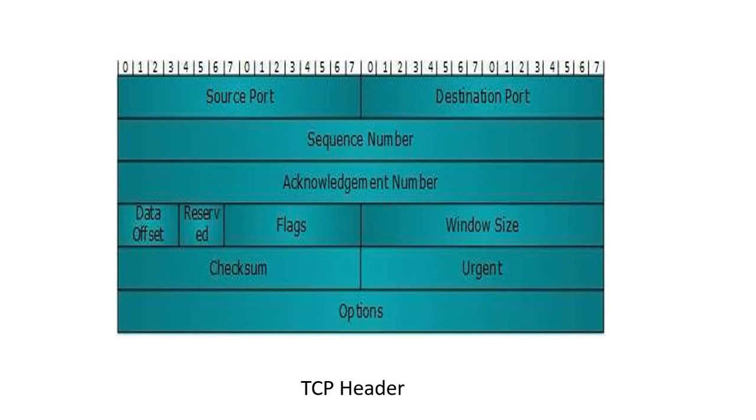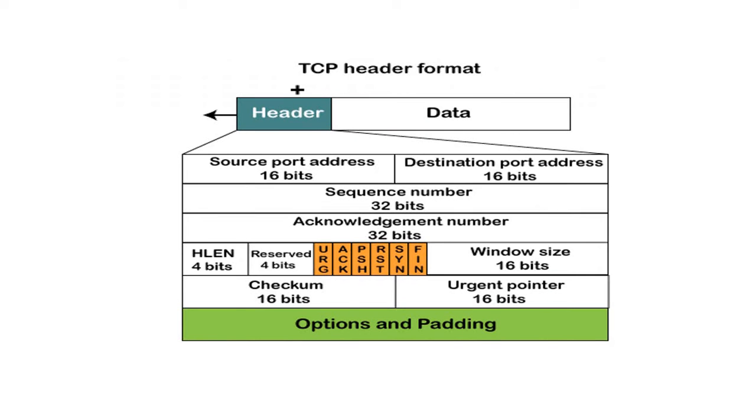Here we can see the TCP header, that is the TCP segment, which contains the source port address and the destination port address, each of which is 16 bits. Then the sequence number and acknowledgement number. Then you can see the header length of 4 bits. Then 6 flag bits will be available, and these flag bits are important in observing the performance of the TCP functions.